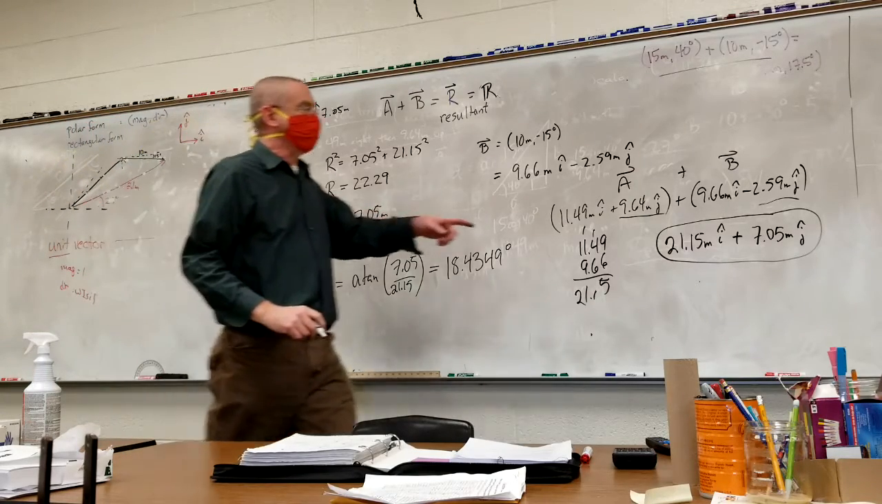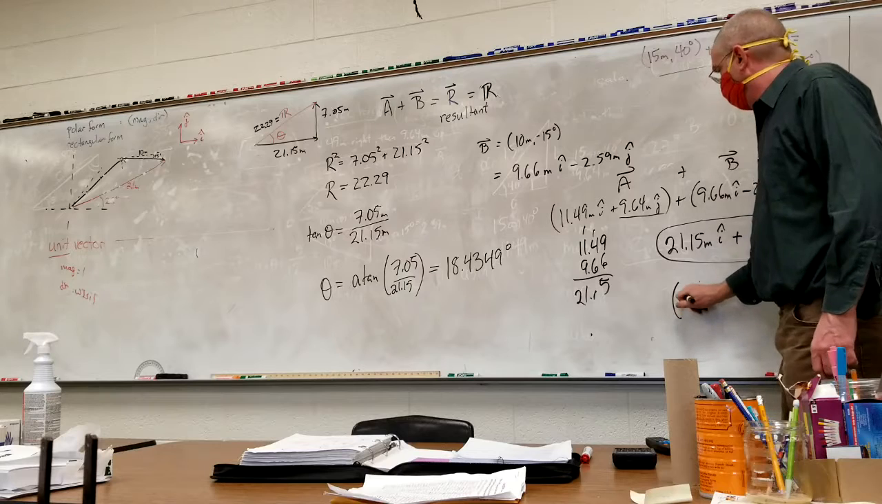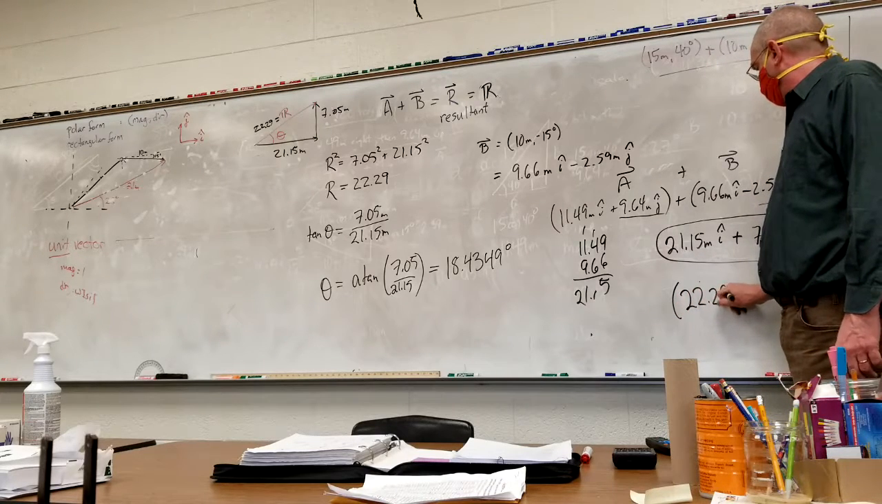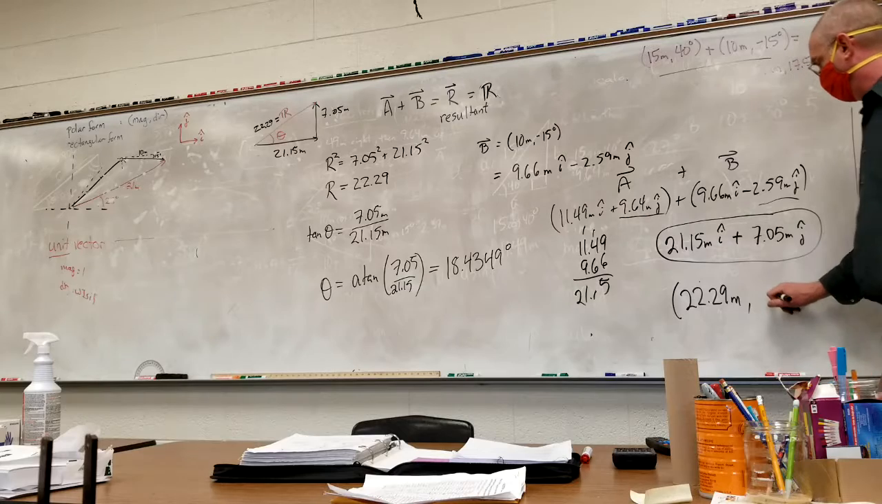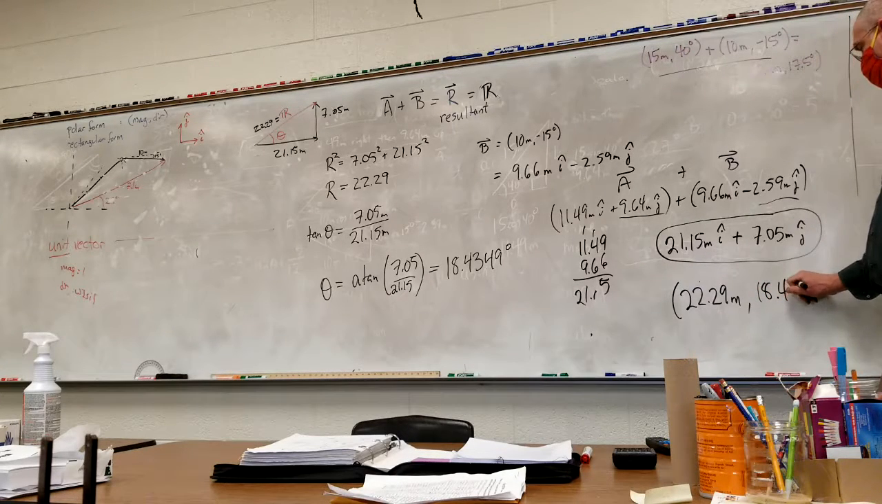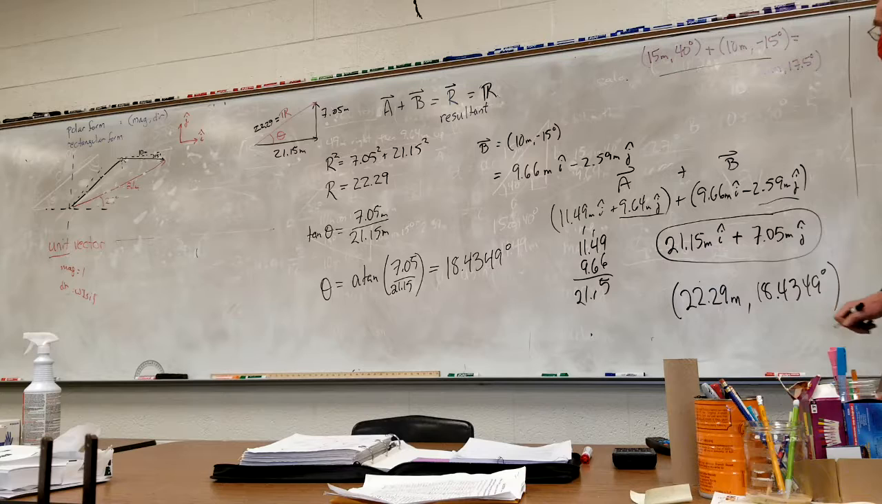So putting this back into polar form, we have 22.29 meters, comma, 18.4349 degrees. It's not too far off, considering the graphing method is, especially with fat markers and on the board. If you ever have to do it graphically, adding vectors graphically, I strongly suggest graph paper. There's a lab that I do most semesters, but not every semester, in which you would actually do that.